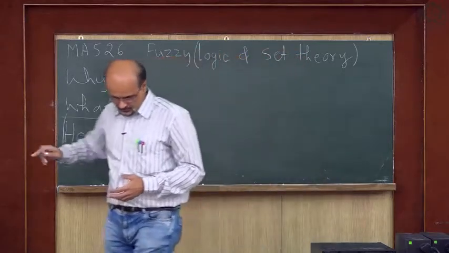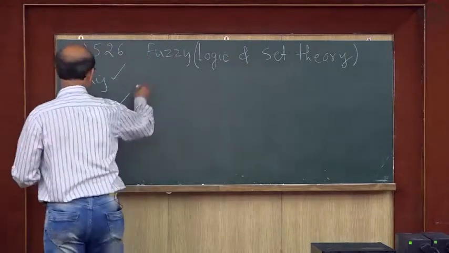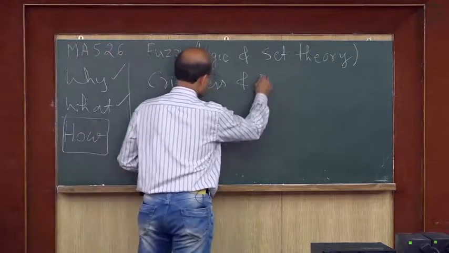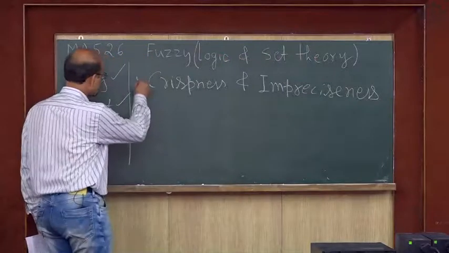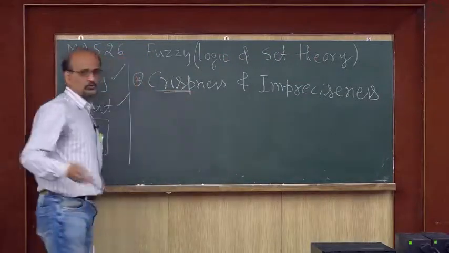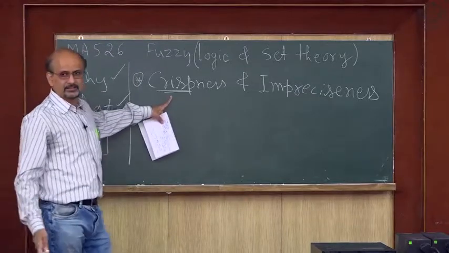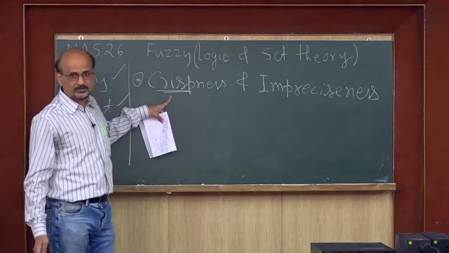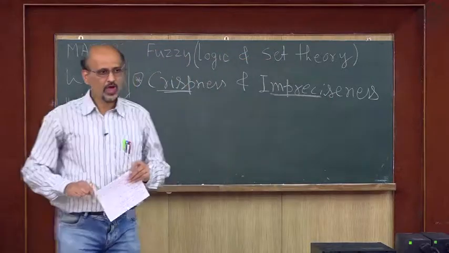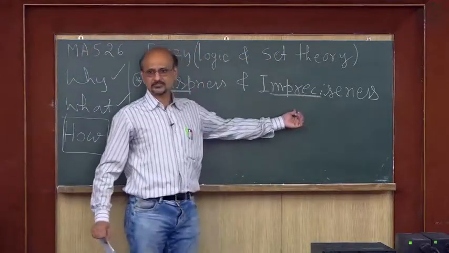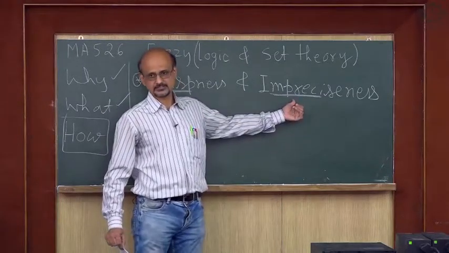So, before that you take first crispness and impreciseness. I have already told that crispness is that when you know the value of the variable or parameters exactly, then it is crisp. Okay? And imprecise means you have error in your measurement. That means your variables are not exact. Okay? So, this is crispness versus impreciseness.